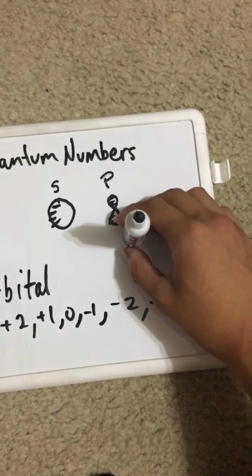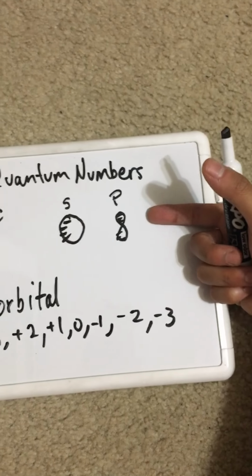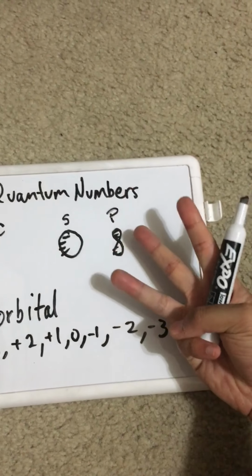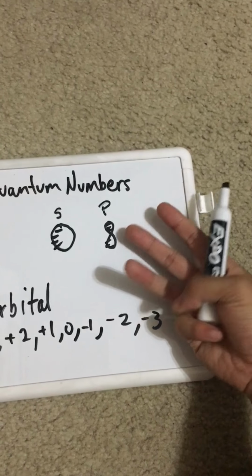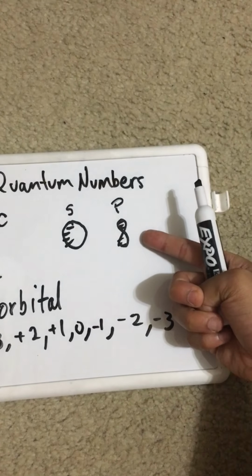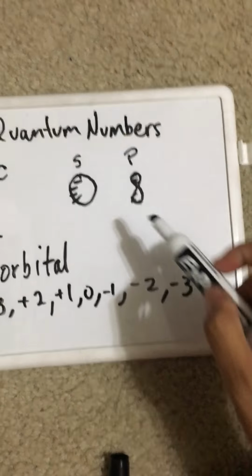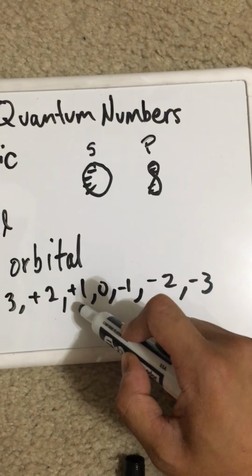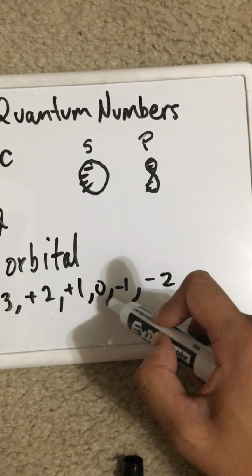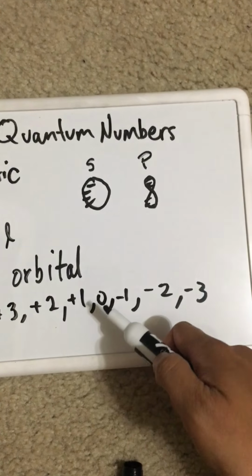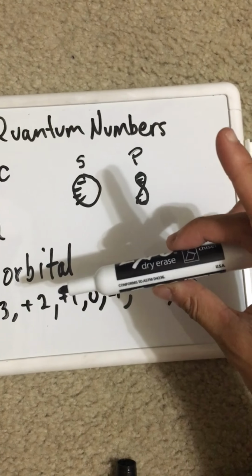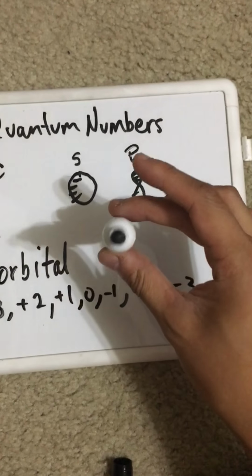This makes it so that in each p sublevel, there are 3 different orientations for the p orbitals. That means there are 3 orbitals in the p sublevel. And so each orientation correlates to a number. So the +1 could probably be like this, the 0 could probably be like this, and the -1 could probably be like this.